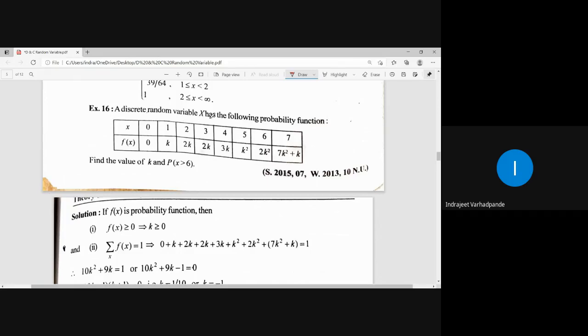A discrete random variable x has the following probability function. X is the random variable which is defined by 0, 1, 2, 3, 4, 5, 6, 7. Their corresponding probabilities f of x are given by 0, k, 2k, 3k, k square, 2k square, etc. Find the value of k and probability x greater than 6.